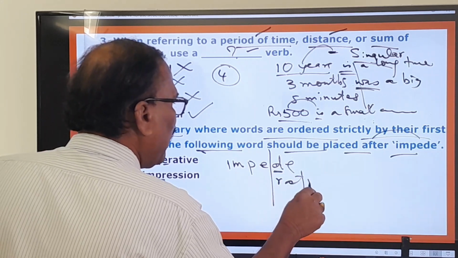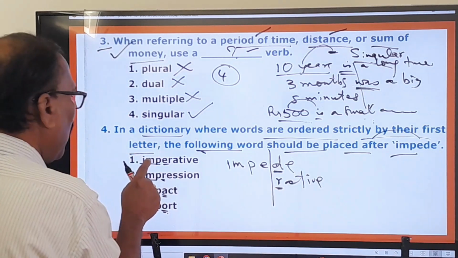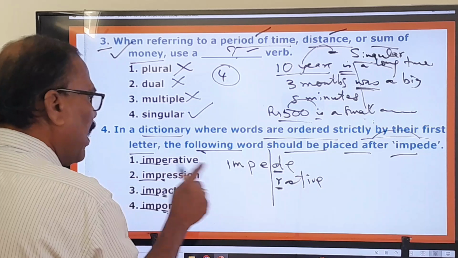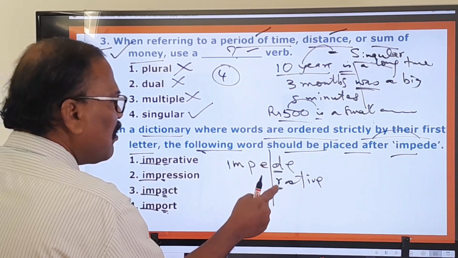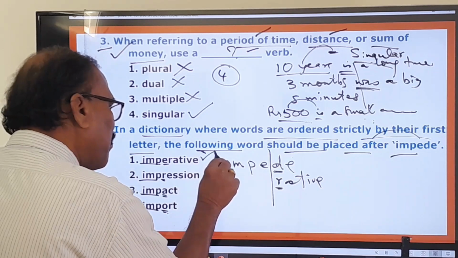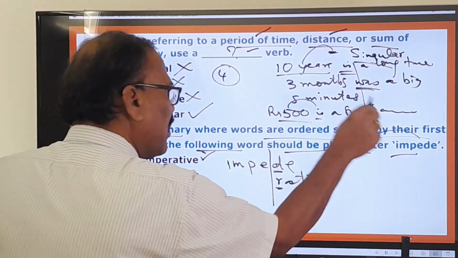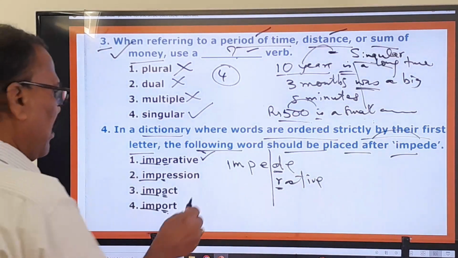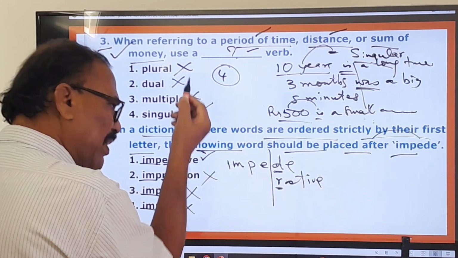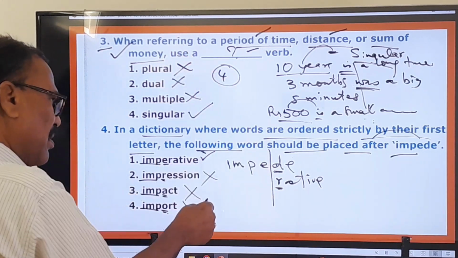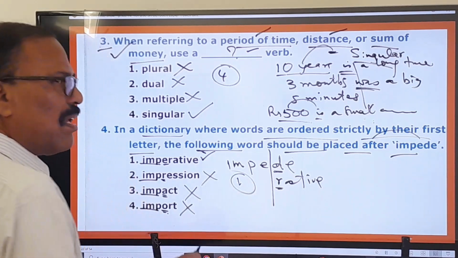Okay, imperative. So here IMPE, and here D is there, but here R is there. This R comes next. Therefore, this is the only word that comes immediately after impede, not the second one, third one, or fourth one. Very simple, very easy to answer this question, and therefore your answer is the first one.